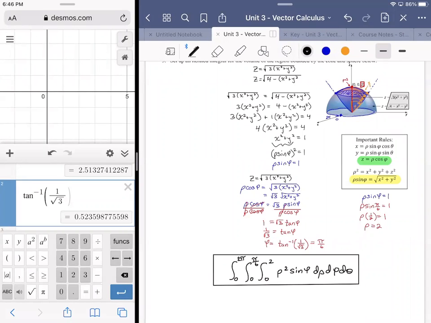If I had tried to do this with rectangular or even cylindrical coordinates, it'd be here a whole lot longer. But you've got to do the work to get the bounds. That's really all it comes down to. And a good visualization of what's going on is really tantamount to success.